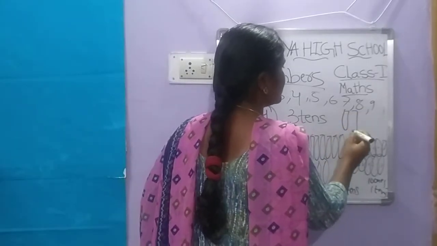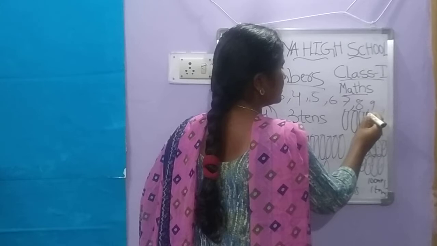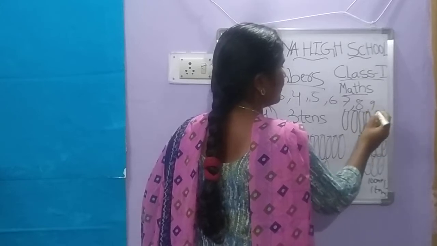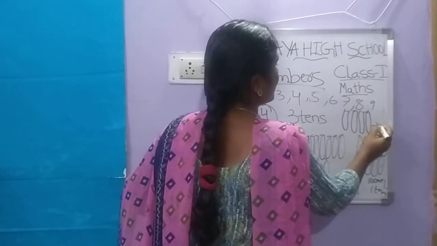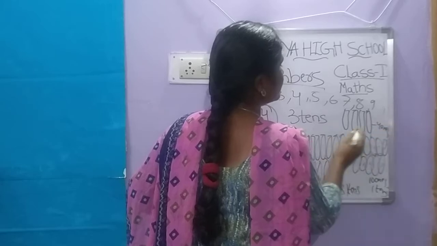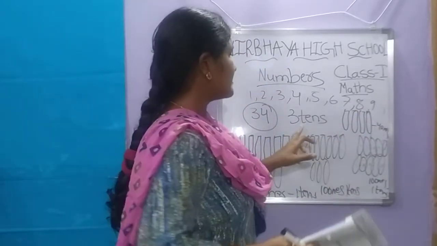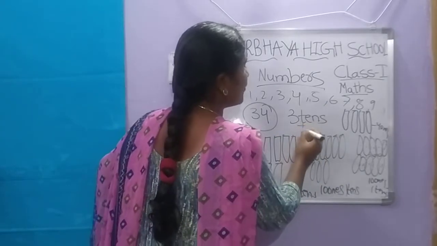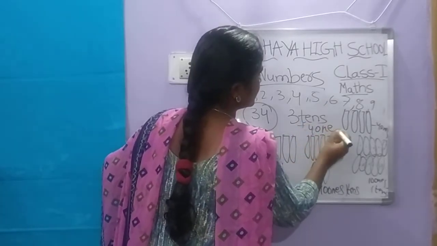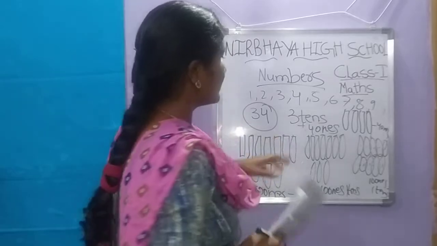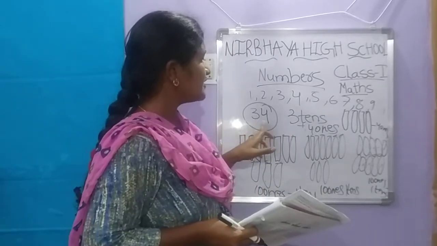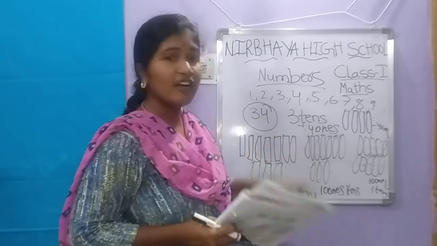And 4 logs are also there. 1, 2, 3, 4. So these are the 4 ones. 3 tens plus 4 ones. Totally 34 logs are there. 34 means 3 tens and 4 ones.